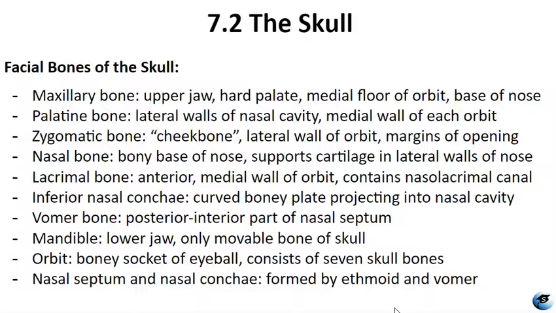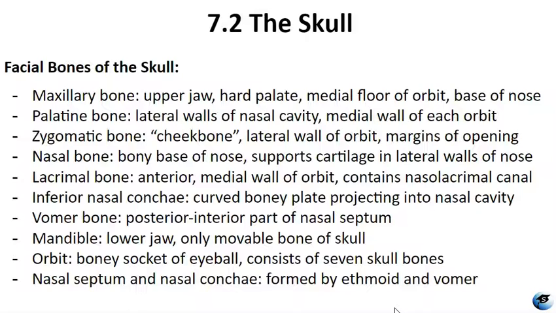For example, the maxillary bone forms the upper jaw and hard palate, the palatine bone forms the lateral walls of the nasal cavity, the zygomatic bone forms the lateral wall of the orbit, the nasal bone supports the bridge of the nose, the lacrimal bone forms the anterior medial wall of the orbit, the inferior nasal conchae project into the nasal cavity, and the vomer bone forms the posterior inferior part of the nasal septum. The mandible, which is again the only movable bone of the skull, forms the lower jaw, and it articulates with the temporal bone to create the temporomandibular joint.